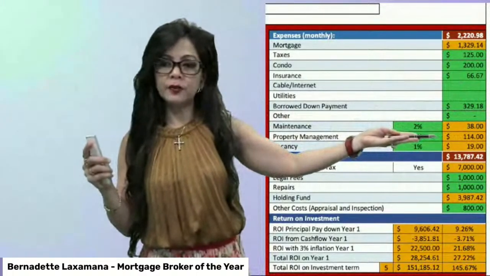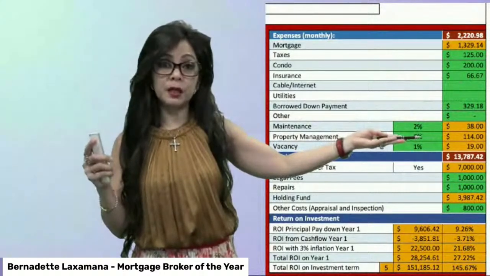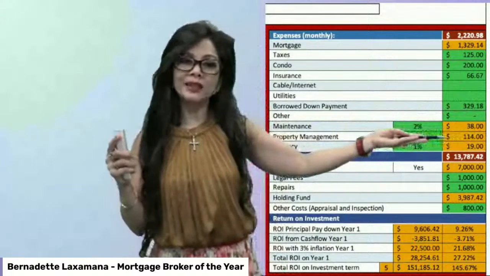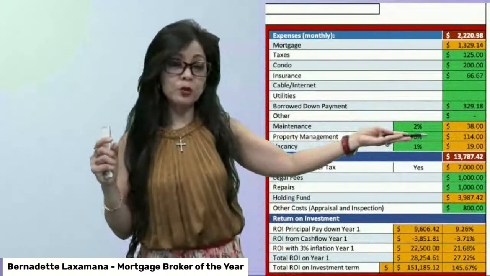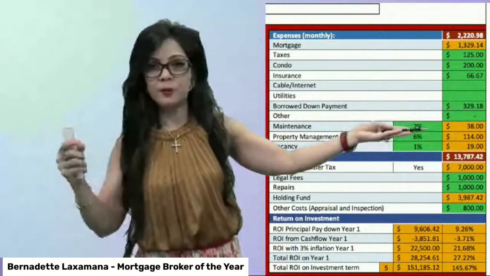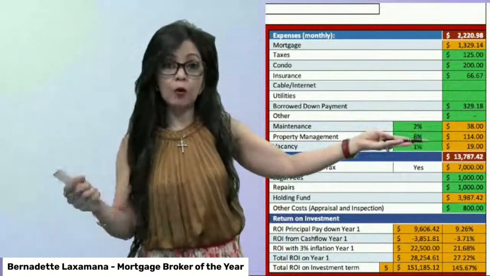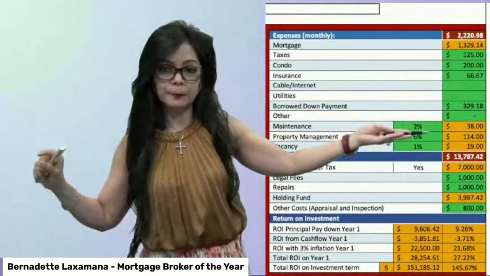So, a lot of investor coaches say to budget between 2 to 5%. So, this is a budget. This is not an actual expense. All this is to make sure that you have a contingency set aside every month in the event that you need to pay for repairs in your unit. Okay? So, you already have something set aside.